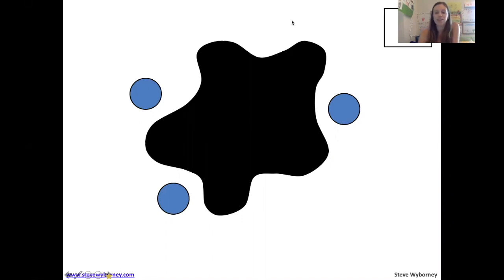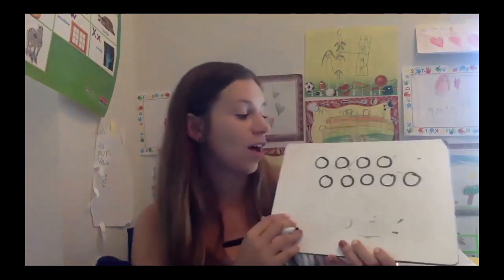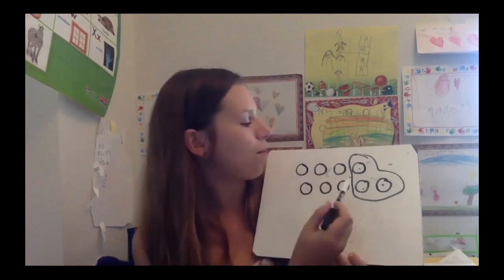Let's use our whiteboards to solve this. There were 9 dots in all. Draw them with me. 1, 2, 3, 4, 5, 6, 7, 8, 9. And then some got covered and there were 3 left. 1, 2, 3. These are the dots that are left. How many dots are then under the splat?